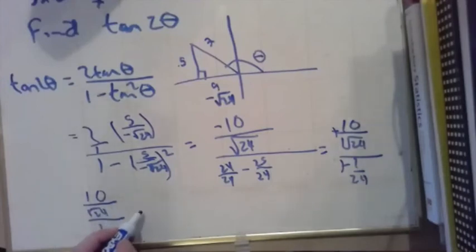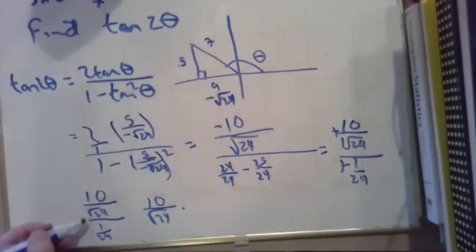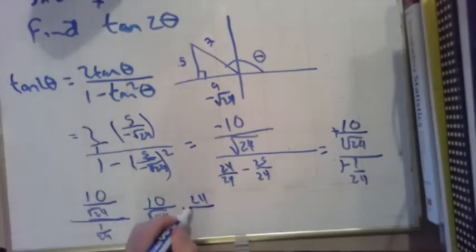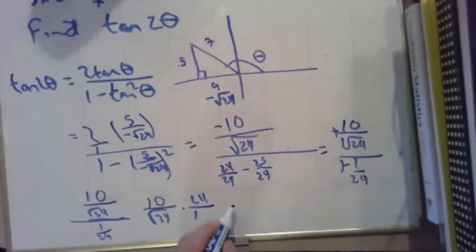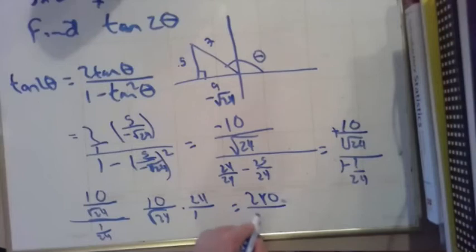I can do a little keep, change, flip action. Fraction divided by a fraction: keep, change that to multiply, flip that guy over, 24 over 1. And I could call this 10 times 24, 240, over root 24. And that's an acceptable answer there.